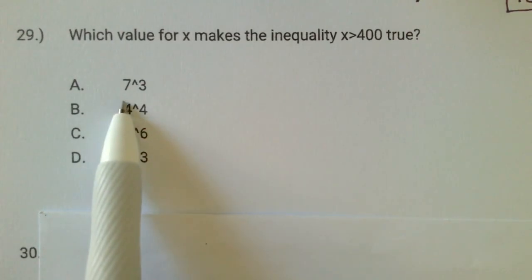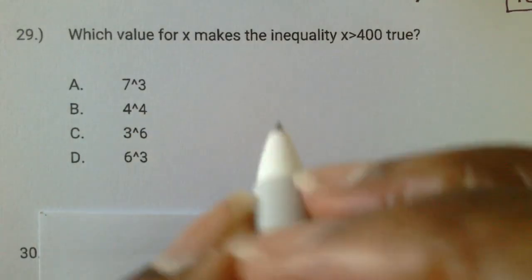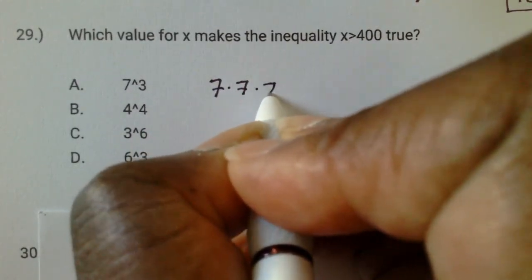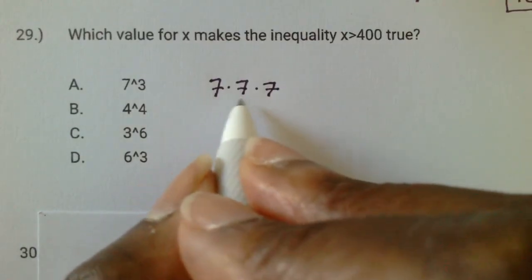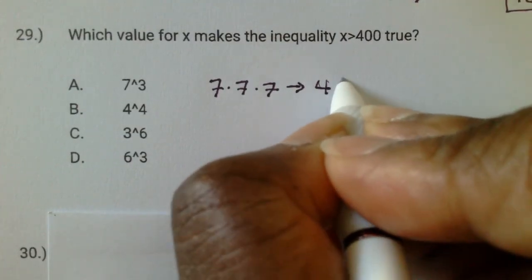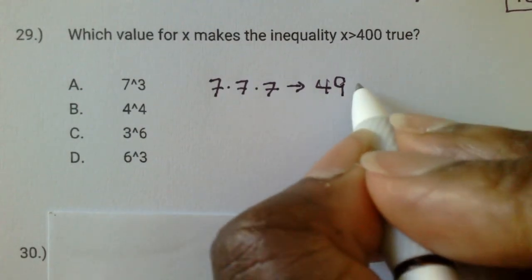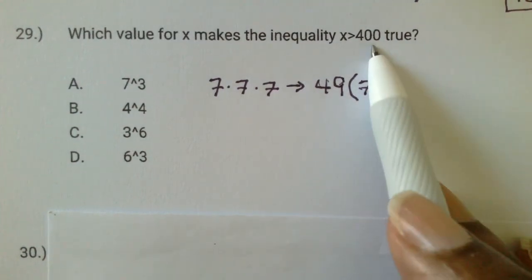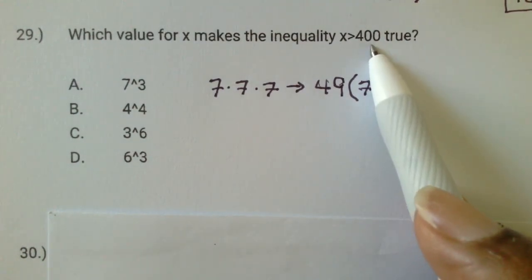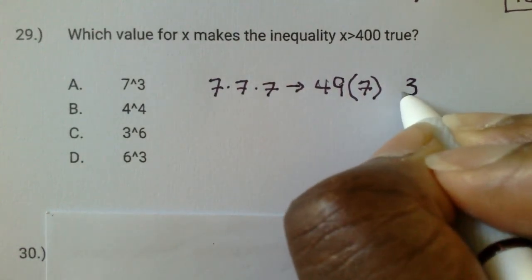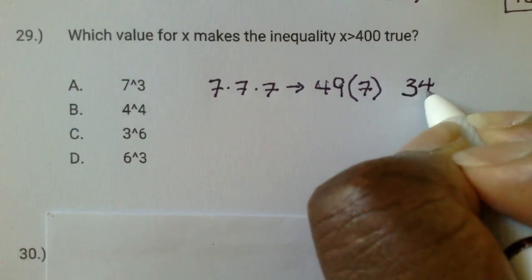So since we have 7 to the 3rd power, that means 7 times 7 times 7. I know 7 times 7 gives me 49. Even if I multiply that 49 by 7, it's not going to be greater than 400. It's definitely not going to be greater than 400. So I think it's going to be around 343.